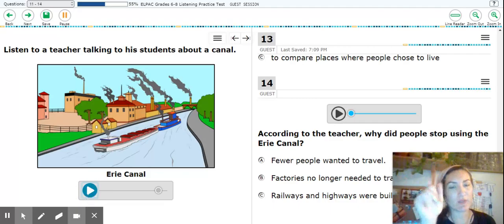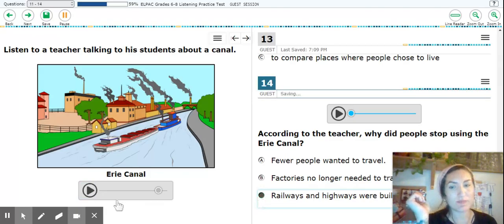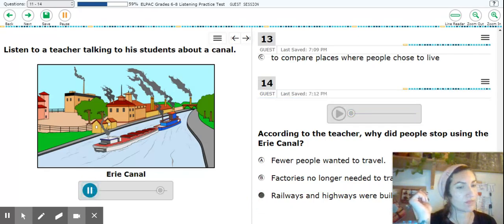I heard those buzzwords, highways and railways. Do factories still not need to trade anymore? No, of course they do. Do people not want to travel? Of course they do. So it kind of already tells you A and B are not right. But I heard railways and highways were built. Those become even more efficient than a canal. So there we go, it's going to be C. Railroads and highways were more direct and allowed goods to arrive even earlier. But even though we don't use the Erie Canal in the same way, it will always remain an important part of United States history.